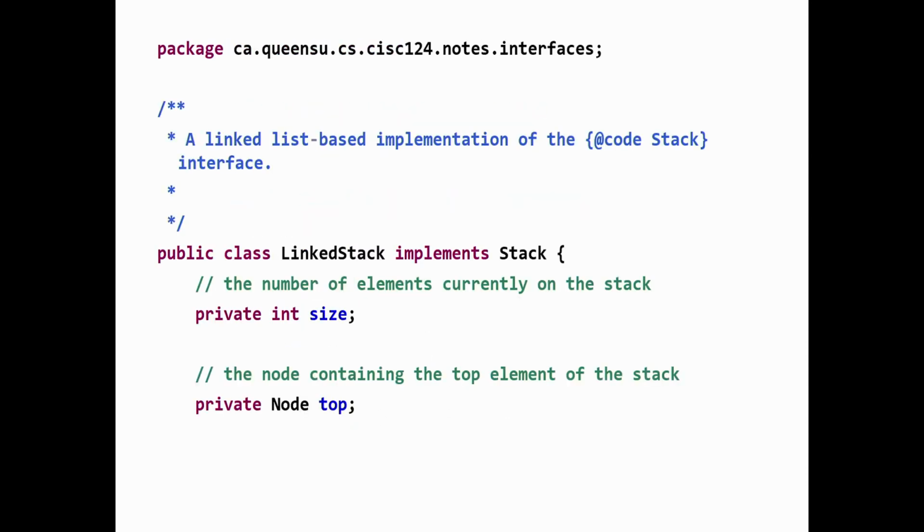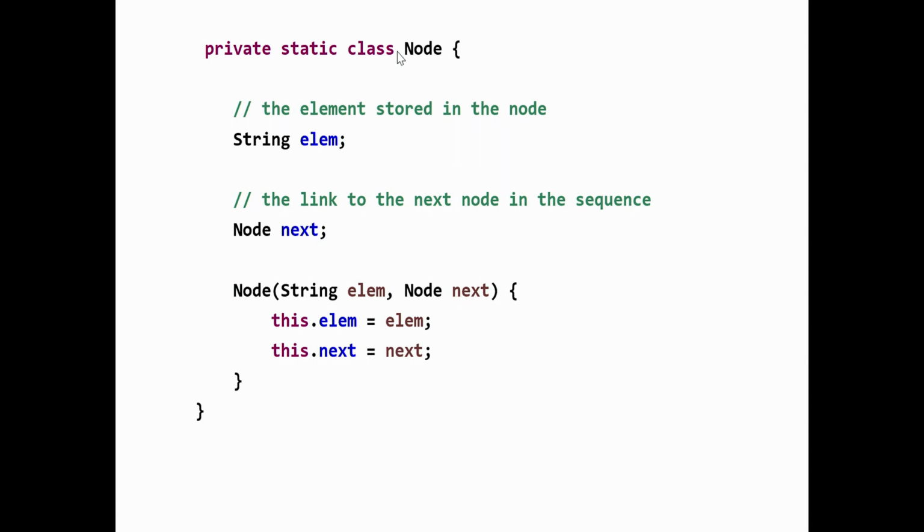All right, now where's this node class? I'm inside the linked stack class. Inside the linked stack class, there's this node class. So you have another example of a nested class, just like we did when we implemented the range class 2 lectures ago. This one's a little bit different. This class is static, and I'll explain what that means in a moment.